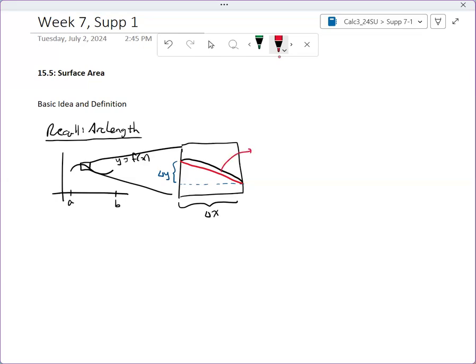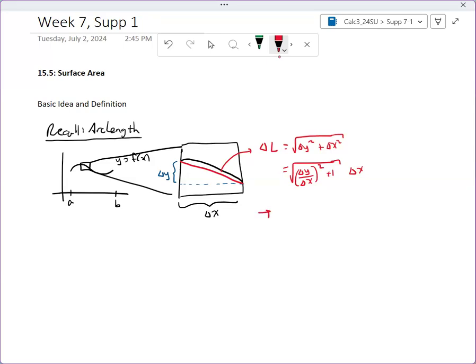And of course, this red line distance, maybe we'll call it delta L for little change in length, is going to be the square root of delta y squared plus delta x squared. Or we can rewrite that as the square root of (delta y over delta x) all squared plus 1, times delta x, just factoring out that delta x from under the radical.